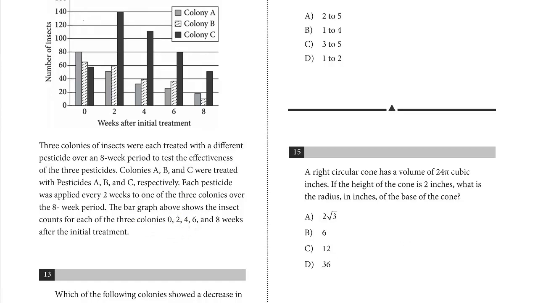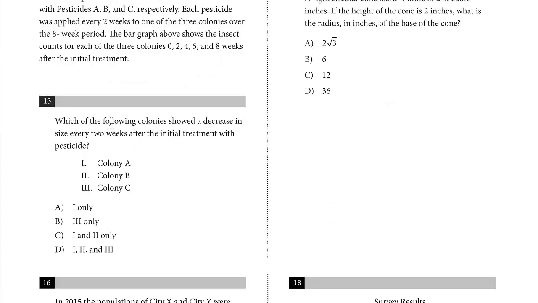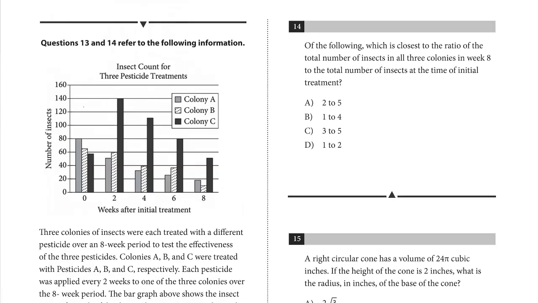So question 13, the first problem. Which of the following colonies showed a decrease in size every 2 weeks after the initial treatment? And then we have choices, so there could be a combination of more than one. Let's take a look. All we're looking for, this is an easy question, is a decrease every 2 weeks starting from the beginning. If you look at colony A here, it started at 80 and then went down again, still down and down. So definitely A, it went down every 2 weeks.